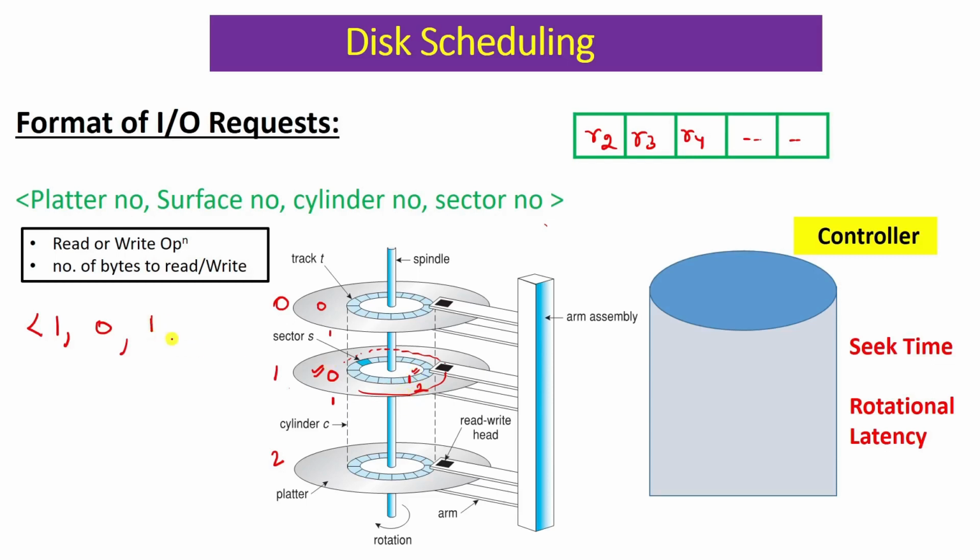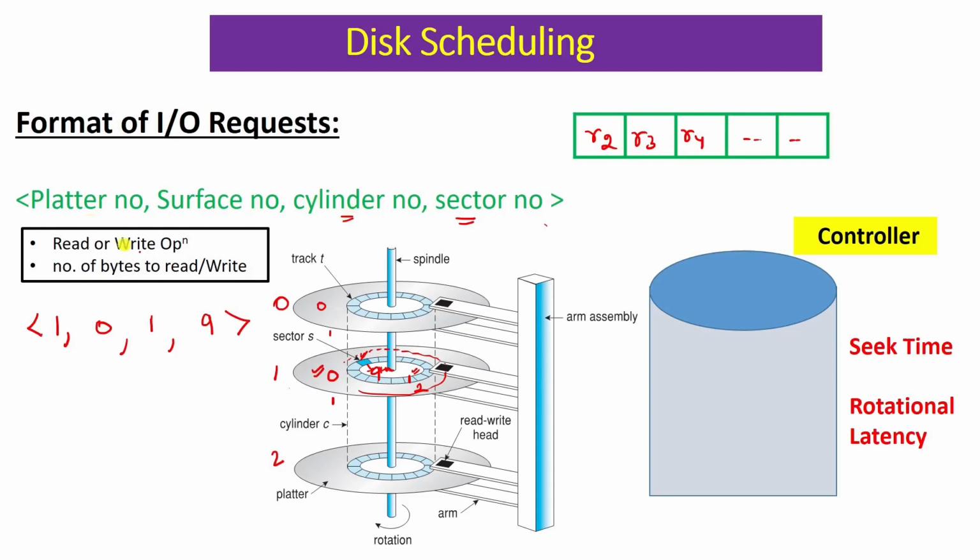Then we will be telling, okay, tell me the sector number on the first track, from which sector you want to read. Let's say we want to read from here, this is the 9th sector. So cylinder and track are actually analogous, they are similar.